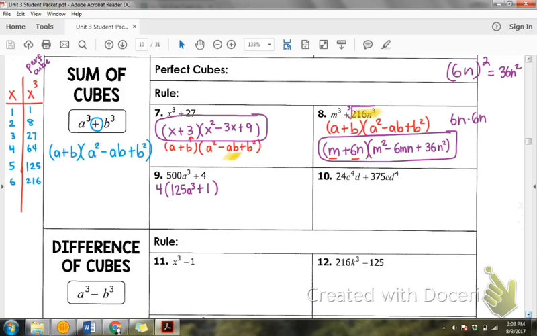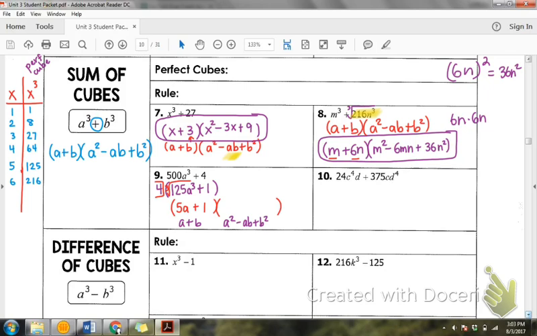Okay? So, our a value, remember, our a value is the cube root of this first thing. We're going to hold off onto that 4 until the very end. So we're going to leave it alone. So what's the cube root of 125? 5. And the cube root of a cubed is just a. What's the cube root of 1? Okay, so now you have created your a and b. Okay, so you have your a plus b, and then you have a squared minus ab plus b squared.